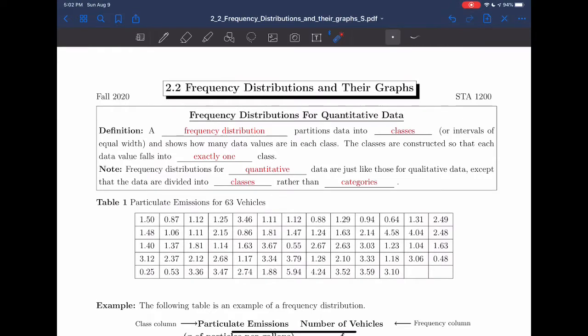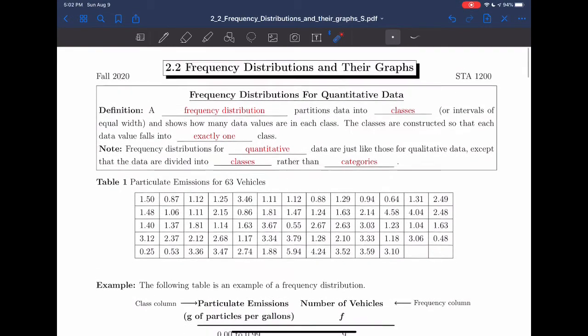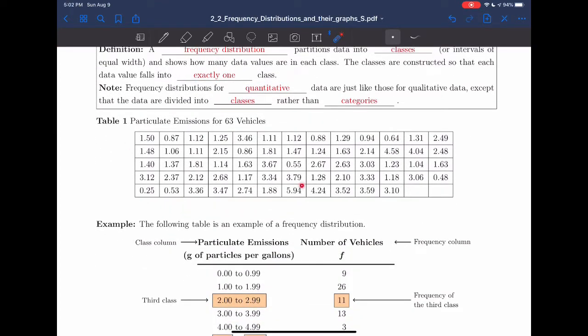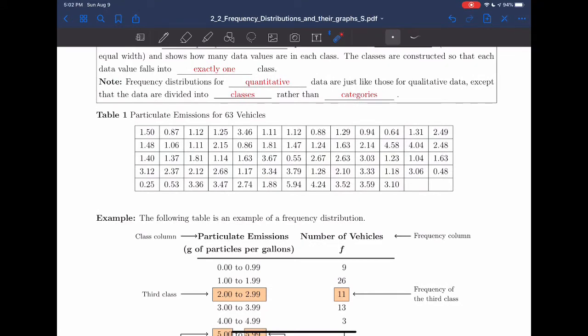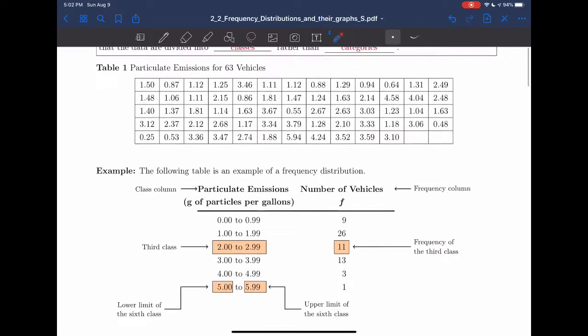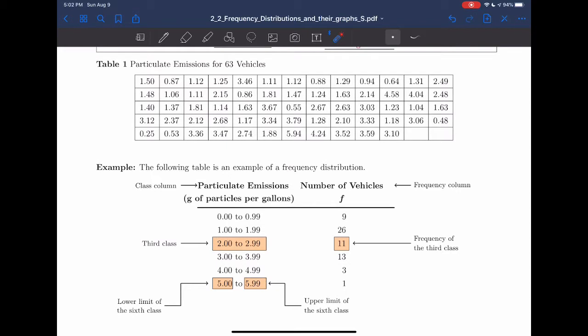So let's look at an example of what a frequency distribution looks like. So we have this table, this data set of 63 vehicles and how much emission they put out. So we want to do a frequency distribution for this. We have to set up some classes. So this is an example of the first class, second, third, fourth, fifth, sixth class. And you notice that each class has some sort of interval.